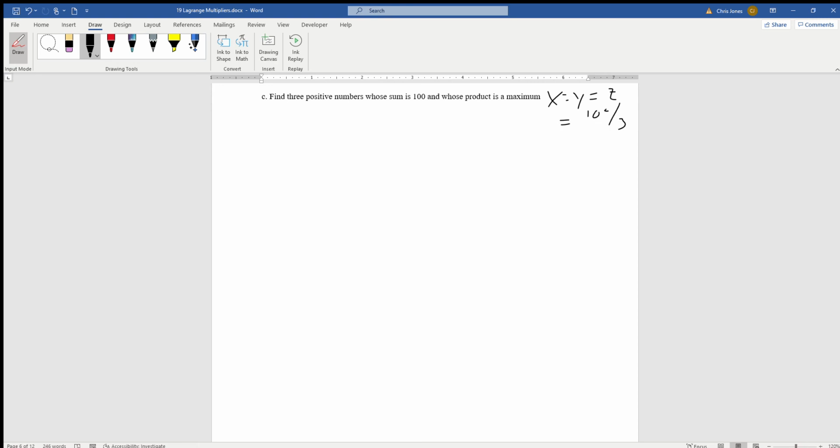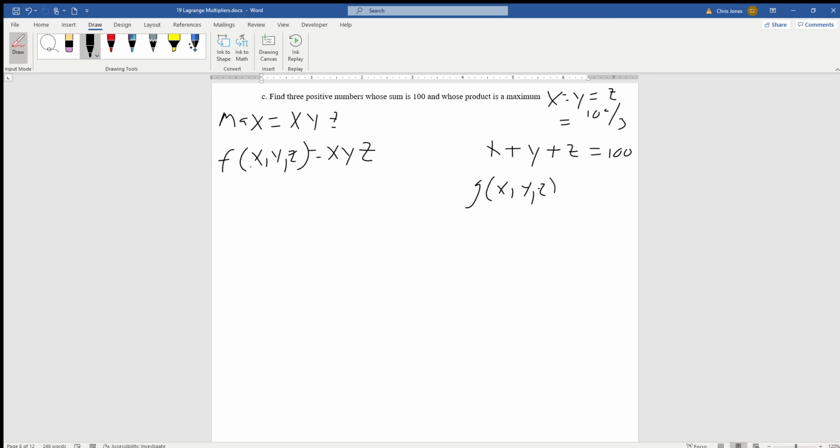You might remember that we had a maximum that was equal to the product of x, y, z. So let's call that the function that we're trying to optimize. We also had a secondary equation, x plus y plus z was 100. Okay, and this time what we can say is that our function g is going to be x plus y plus z.